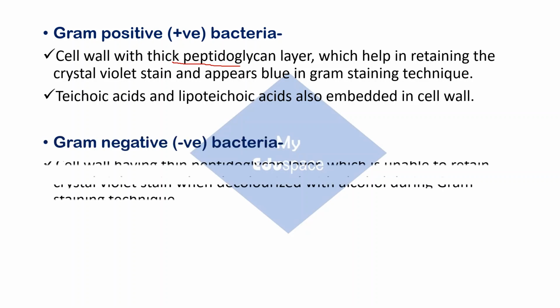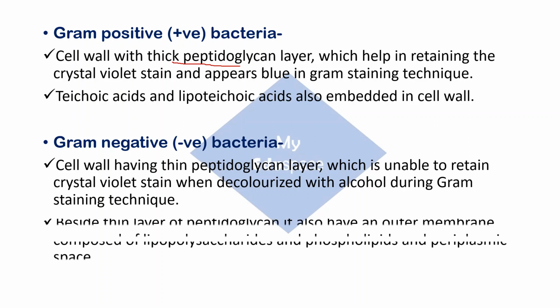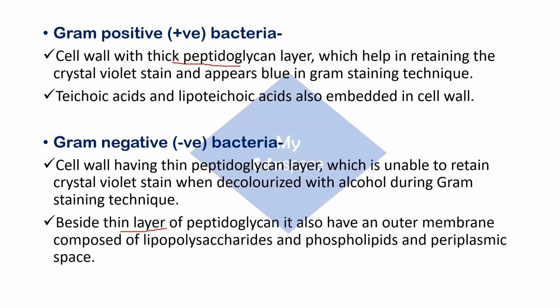In gram-negative bacteria, the cell wall is very thin, having a peptidoglycan layer which is very thin as compared to gram-positive bacteria, and which is unable to retain the crystal violet stain when decolorized with alcohol during the gram staining technique. Besides the thin layer of peptidoglycan, it also has an outer membrane composed of lipopolysaccharides and phospholipids, and also a periplasmic space.